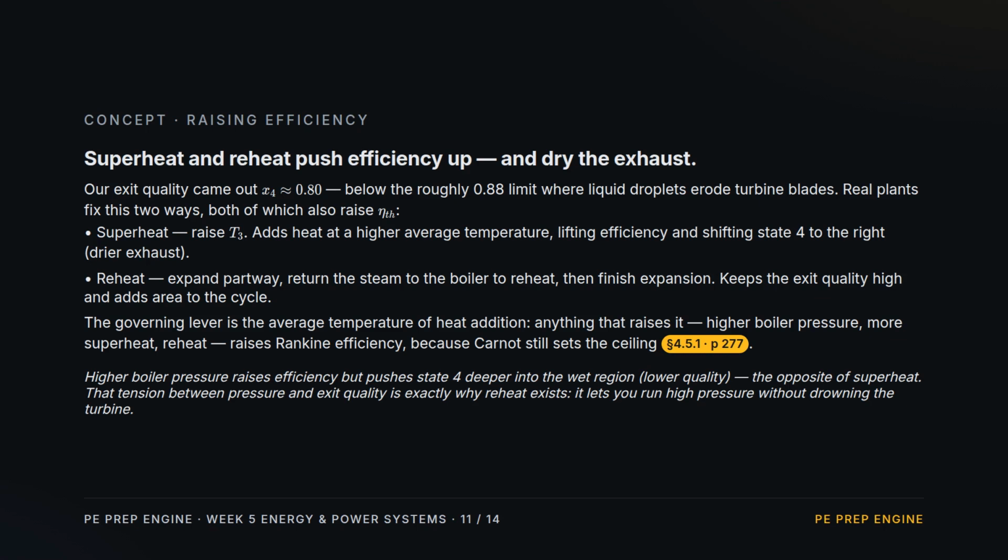Raising efficiency. Our exit quality came out around 0.80, below the roughly 0.88 limit where droplets erode turbine blades. Real plants fix that two ways, both of which also raise efficiency. Superheat raises the inlet temperature, adding heat hotter and drying the exhaust. Reheat expands partway, sends the steam back to the boiler, then finishes the expansion, keeping exit quality high. The lever behind all of it is the average temperature of heat addition. Raise it, and efficiency climbs, because Carnot sets the ceiling.